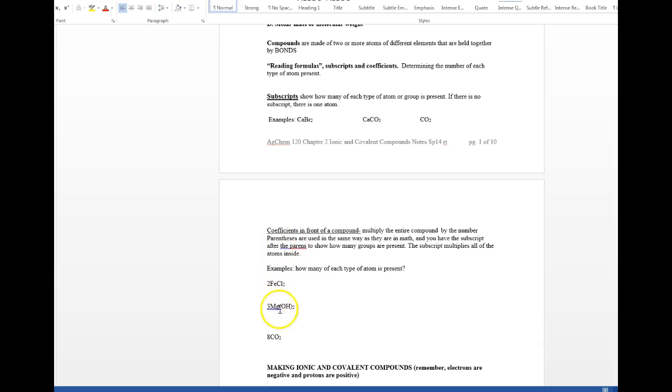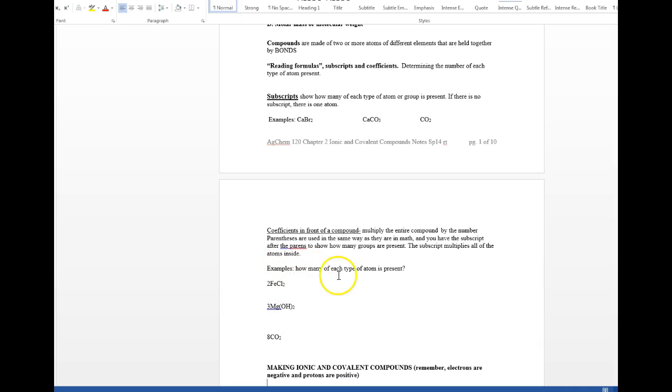The parentheses here are used the same way they are in math, and you have a subscript after the parentheses to show that we have 2 OH groups present. So there's one Mg and two OH groups present, and there's 3 of that, 3 times. So Mg(OH)2, Mg(OH)2, Mg(OH)2. The subscript is going to multiply all of the atoms inside that parentheses.